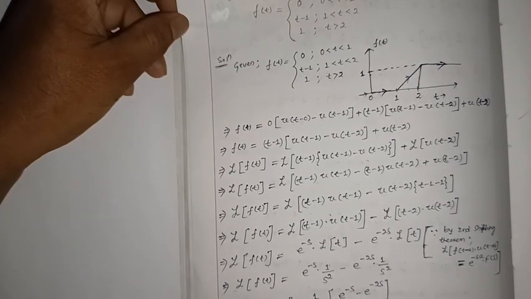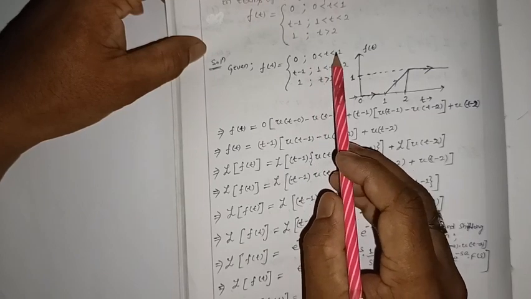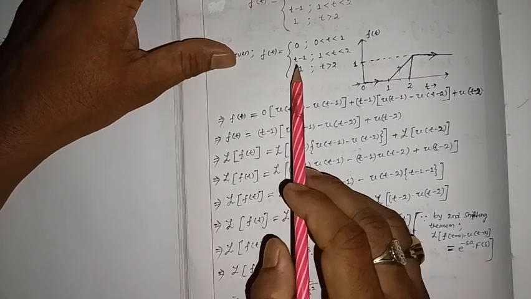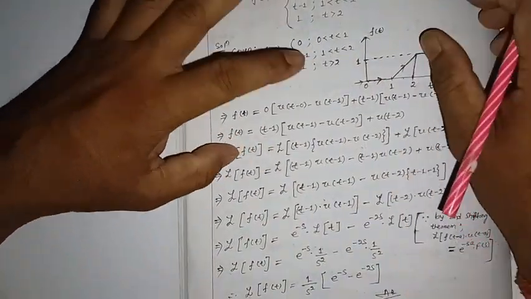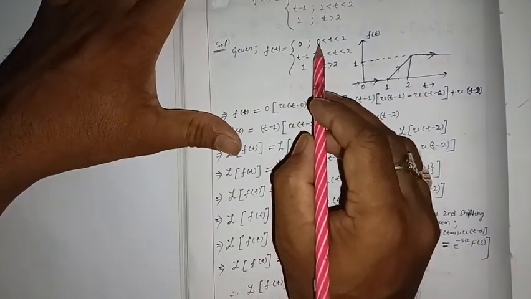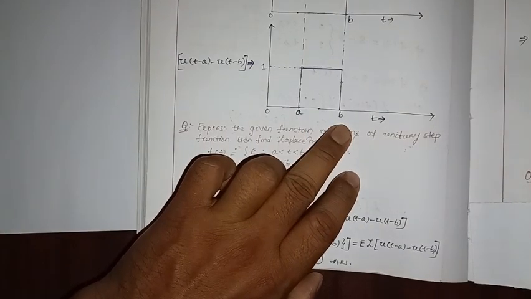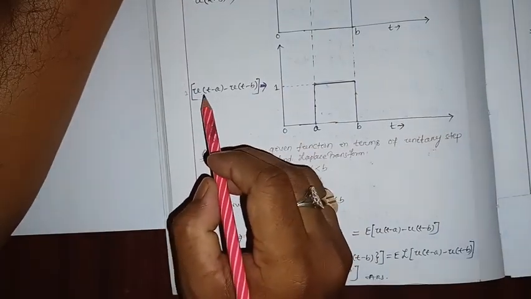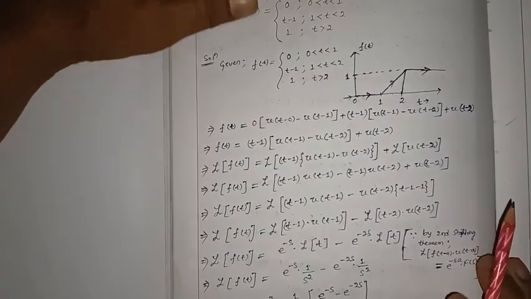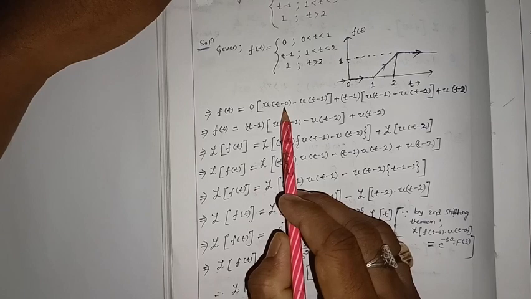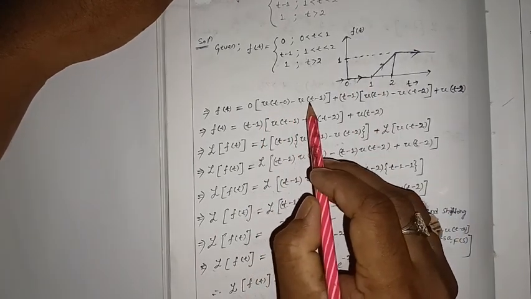So here, the value is 0 between 0 and 1. So we can write 0 into u(t minus 0) minus u(t minus 1). Here you can think that we have only one value, f(t) equal to 0, which is between 0 and 1. Between a and b, the function value is 1, so there it is written 1 into u(t minus a) minus u(t minus b). But in this question the value given is 0, so for that we can write 0 into u(t minus 0) minus u(t minus 1). Here 0 acts as a and 1 acts as b. Okay.